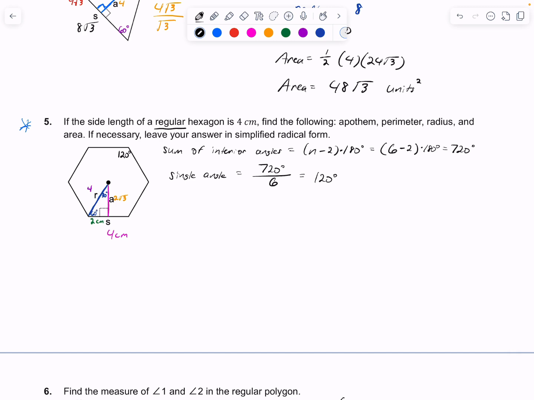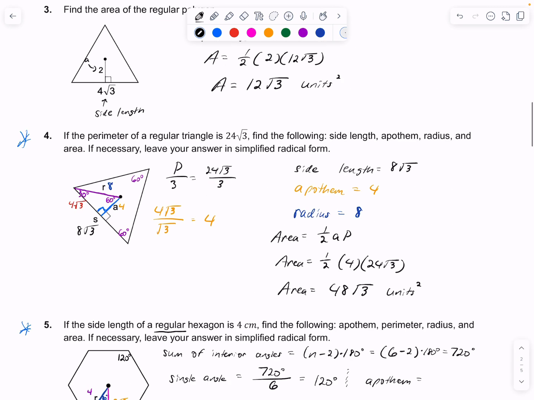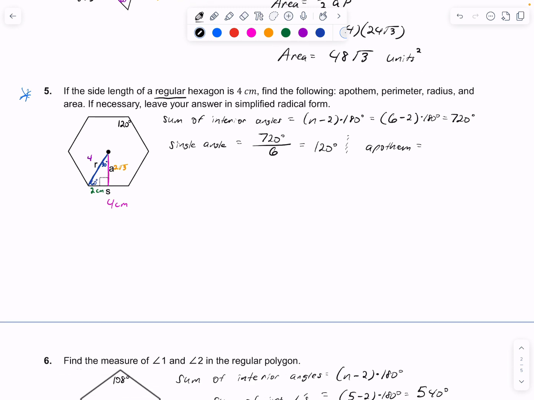So we just found the apothem, right? The apothem is equal to 2 root 3 centimeters. And then the perimeter: there are 6 sides and all the sides are 4 centimeters, so 4 times 6 gives us 24 centimeters. And then the radius we just found, the radius is 4 centimeters.